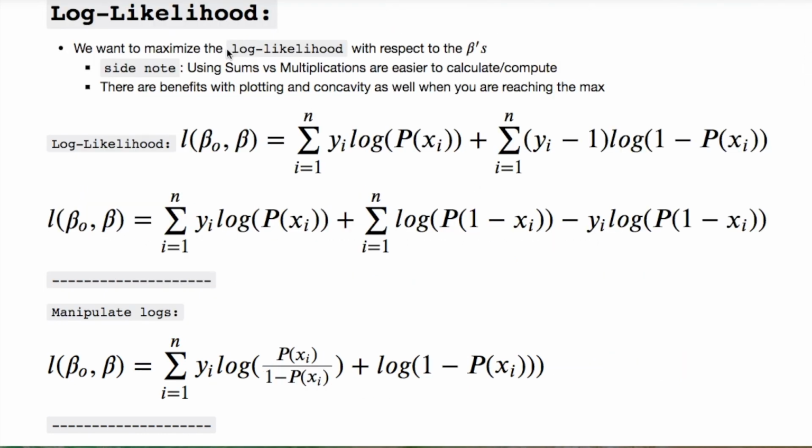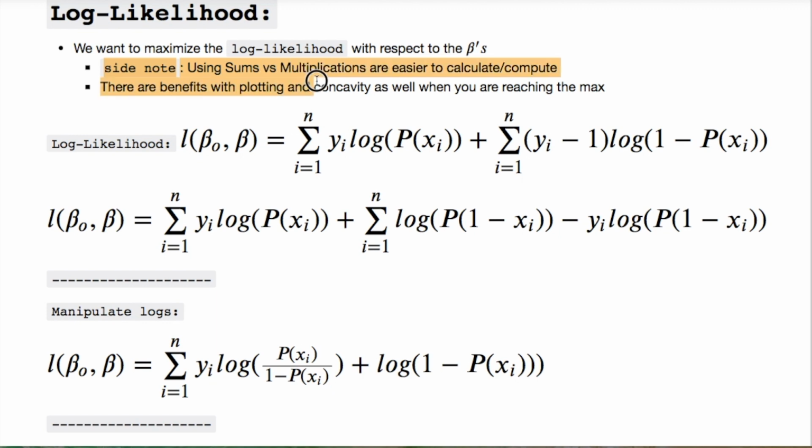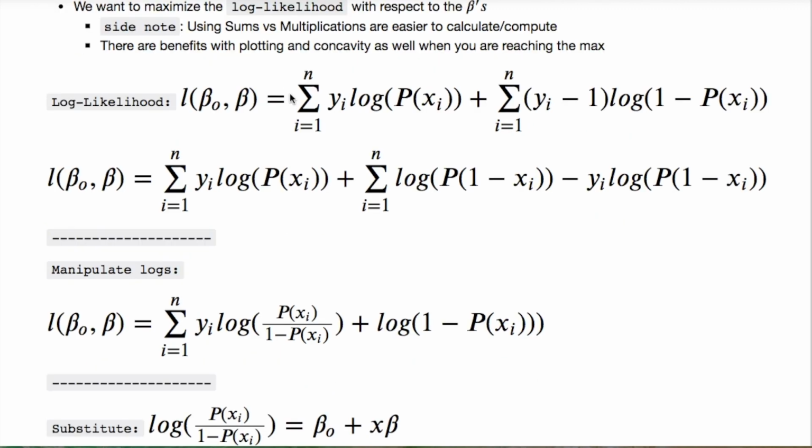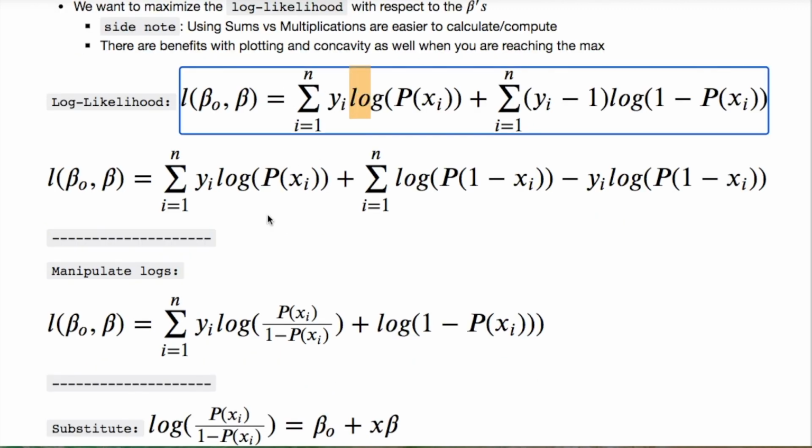We want to maximize this log likelihood with respect to our parameters beta. As a side note, using sums versus multiplications is easier to calculate and compute for your computer. Always remember that. There are benefits with plotting and concavity with using the log and reaching a max. We separate from above, which was with the multiplication, now using the log so we can get our additions.